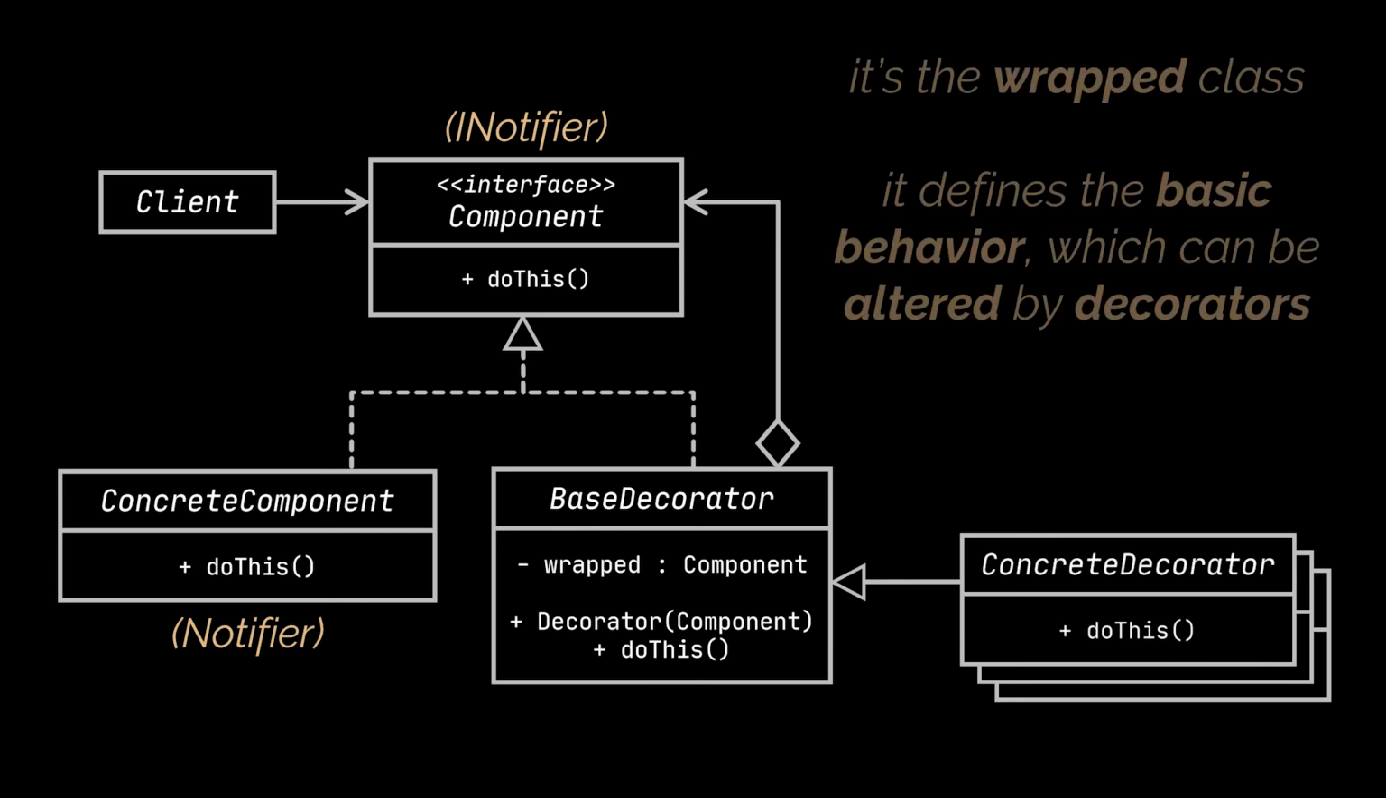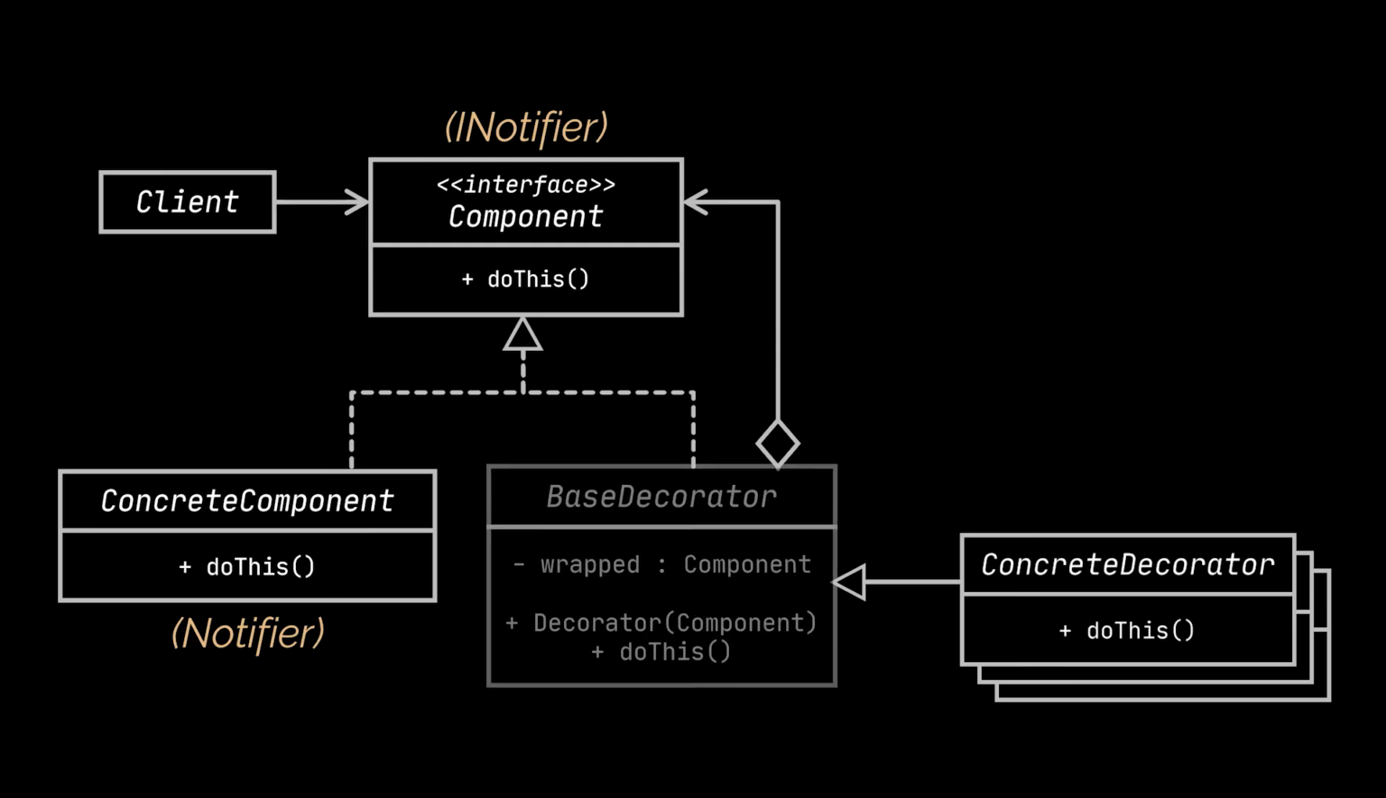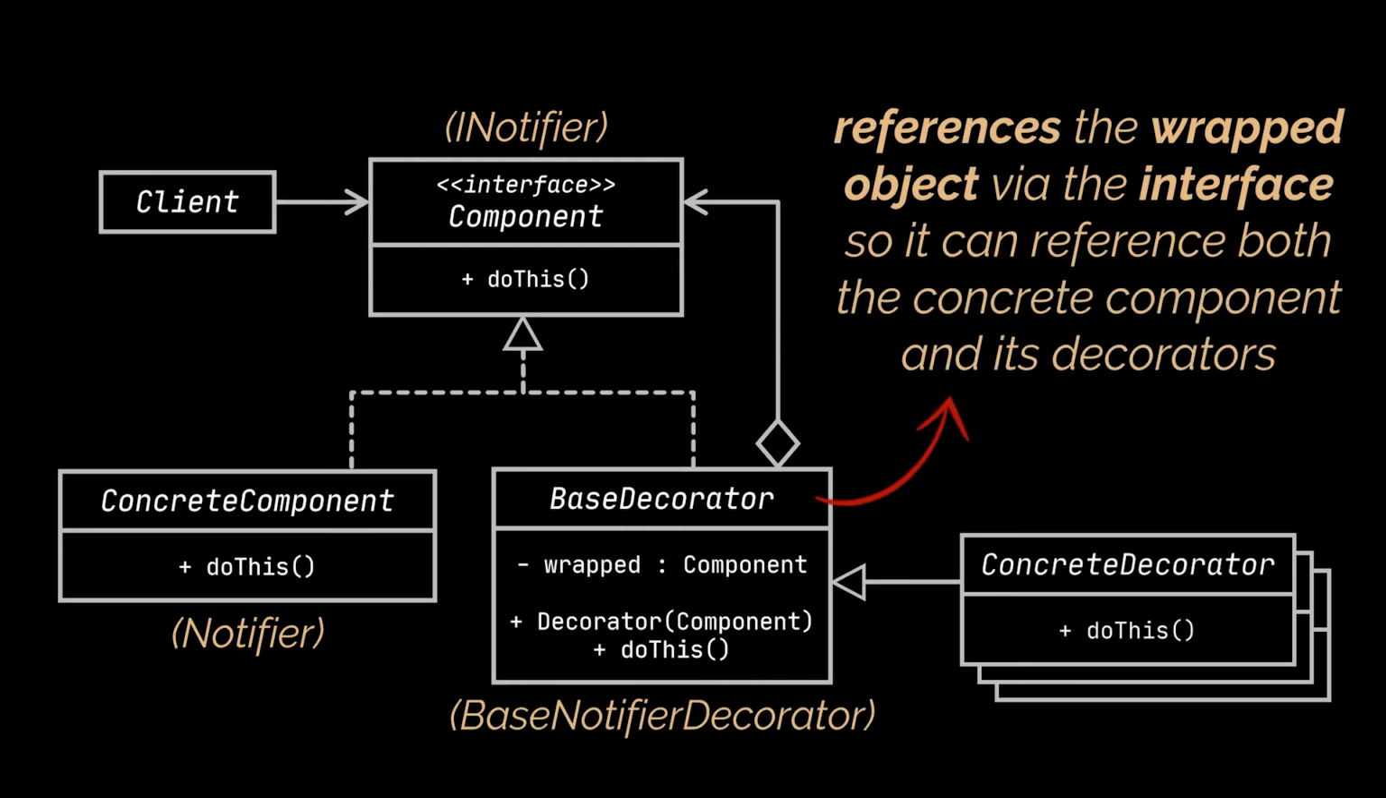Next is the concrete component, which of course was the notifier class in our example. This is the wrapped class. It defines the basic behavior which can be altered by decorators. Speaking of which, the base decorator, or base notifier decorator in our case, must have a field for referencing the wrapped object. This should be done via the interface so it can reference both the concrete component and its decorators.